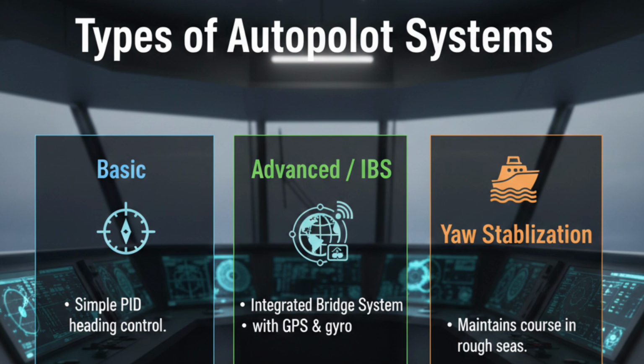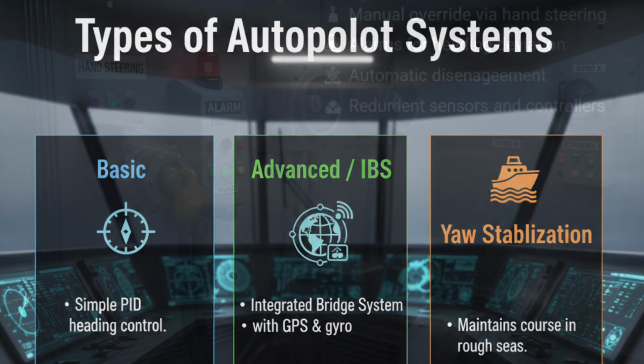Yaw and course stabilization systems are designed for larger vessels operating in rough seas. These systems detect rolling and yawing motion and make predictive rudder adjustments to maintain stability. In your slide, the 3-panel layout visually shows this evolution from basic to advanced systems. Understanding these types helps officers select the correct operational mode for safe navigation.